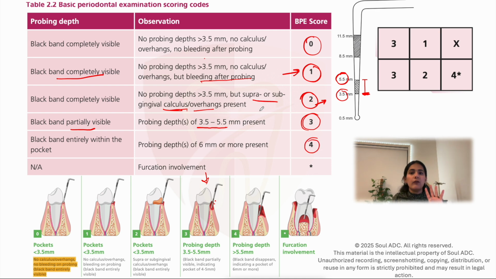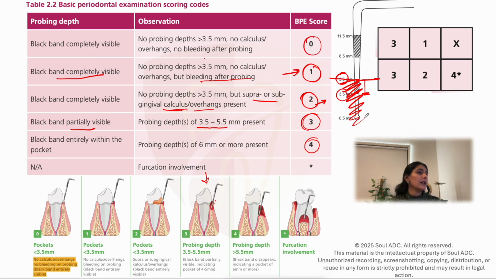Now coming on to score number 4. Now when I say 4, that means my probe has gone down, it has gone inside, and this part is not at all visible to me. Now if this part is not at all visible to me, this is just gone, that means it is concerning for us. The probing depth, your pocket, is too big for us. And if the probing depth is so deep, that means bone destruction has already gone through. The patient needs some treatment for that.